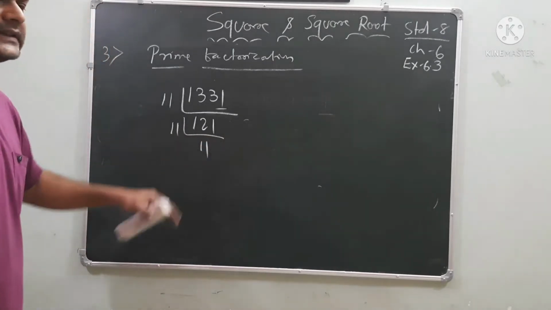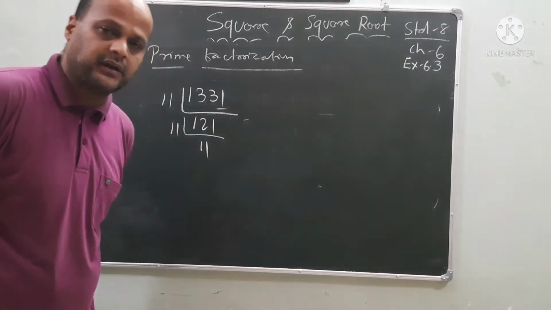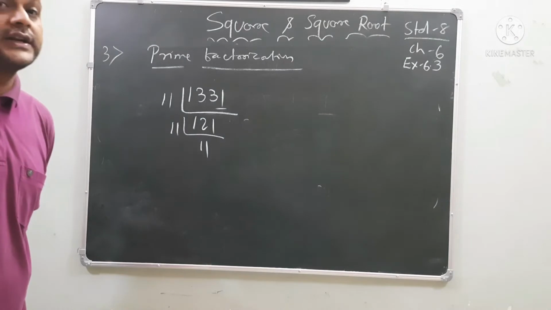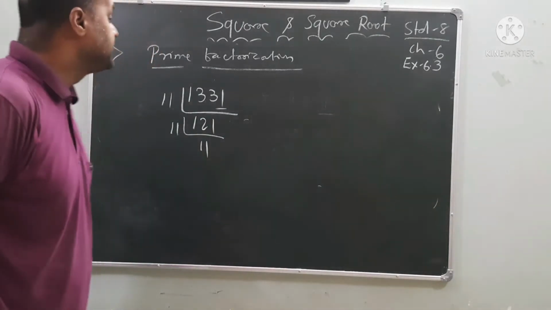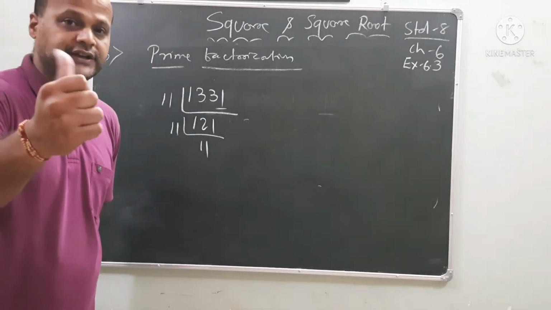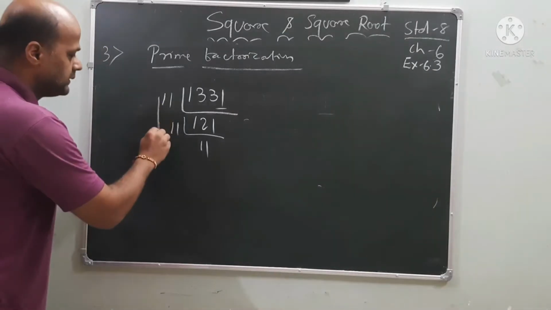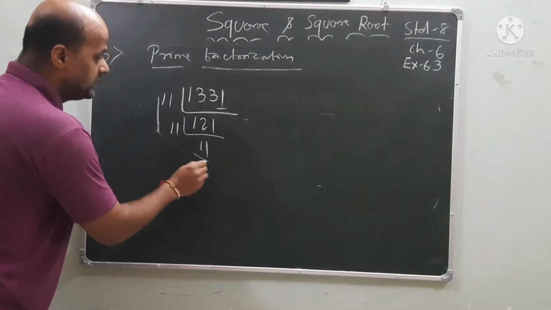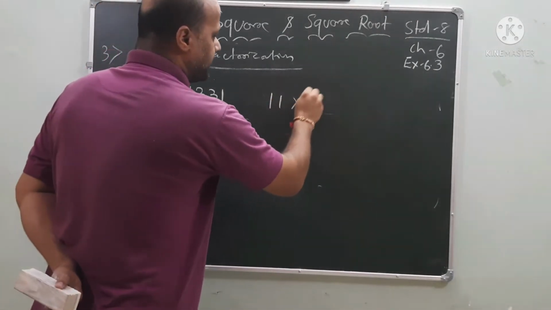11. Is this number a perfect square here, my dear friends? Because we studied the perfect square. But is it a perfect square? No, it is not a perfect square. Why? Because three 11s came here.